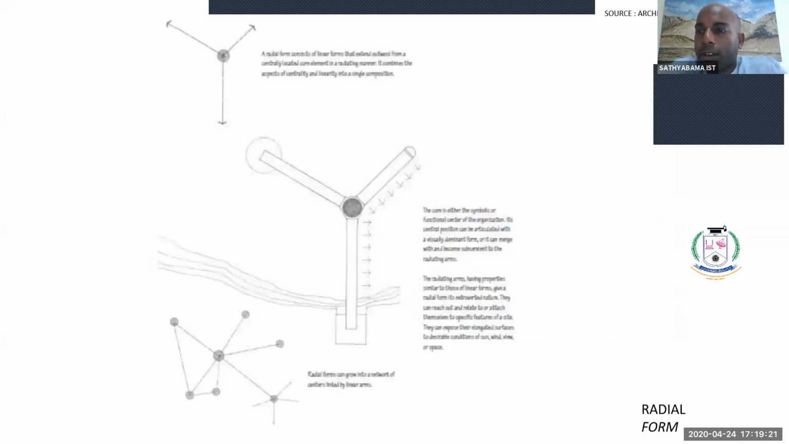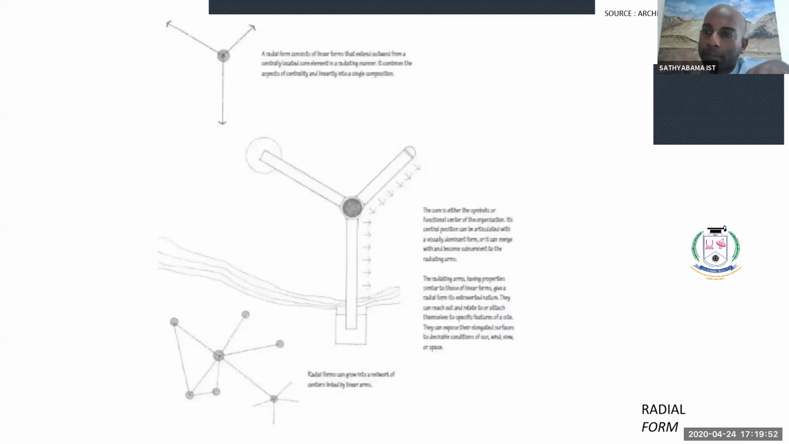Radial, like the word suggests, has something to do with radius. So there's obviously a center, right? And from the center, you have radiating arms, multiple arms, right? If it was only a single point, then it becomes centralized, right? And the difference between centralized and radial is, of course, centralized is inward looking and radial is outward. So generally, the central point will be either the symbolic or functional center of the configuration.